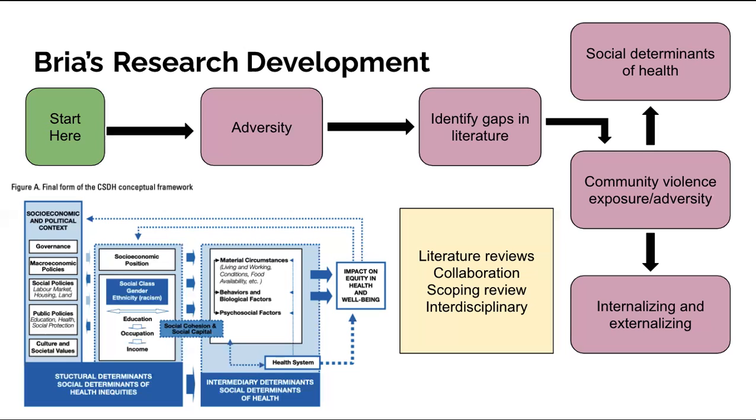So this framework suggests that the socioeconomic and political context gives rise to inequities at these structural levels, and stratifies people according to social class, gender, ethnicity, education, occupation, income. And then that stratification of individuals and those inequities lead to these intermediary determinants of health. So these poor material circumstances, stressors, different psychosocial factors, which then leads to these health outcomes.